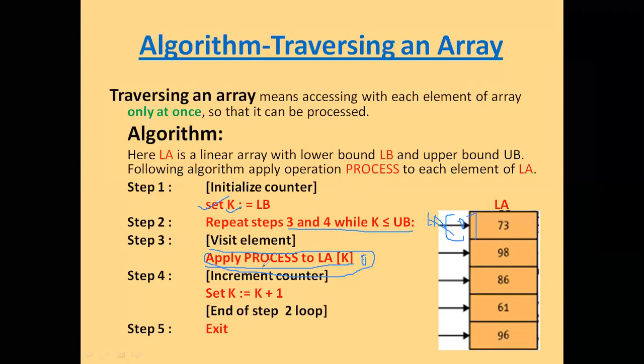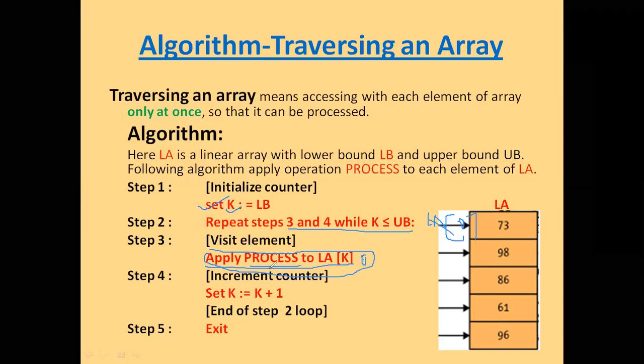If the process is adding 5, how will you write it? LA of k is equal to LA of k plus 5. That is your process. Instead of that line, you can write this. अगर मैंने बोला multiply by 10, so how will you write? LA of k is equal to LA of k into 10, like that. So the process can be any operation which you are going to perform on this array.